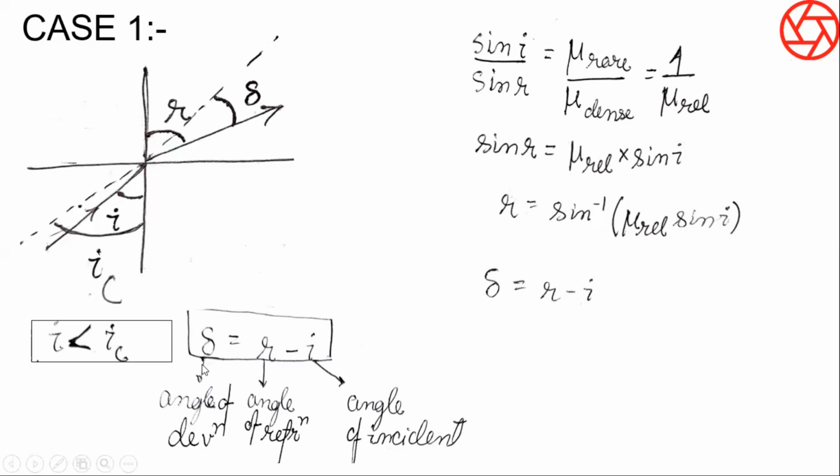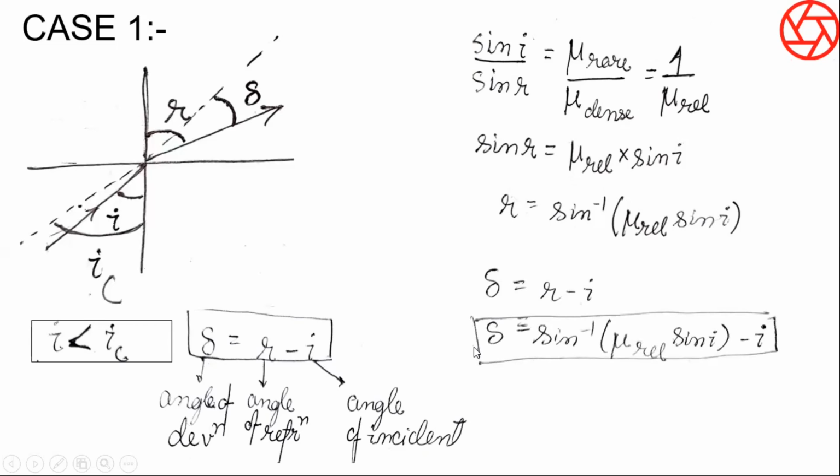Now using the same formula, that is, angle of deviation is equal to angle of refraction minus angle of incidence, you would get delta is equal to sine inverse of mu relative sine i minus i, and this equation, as you can see, is not a linear relation.